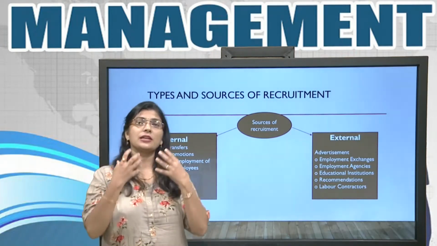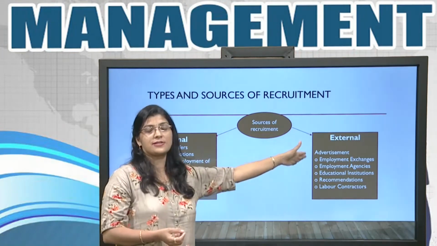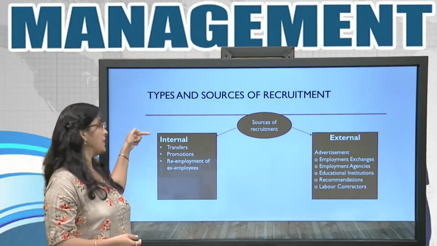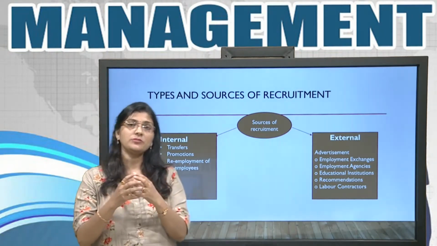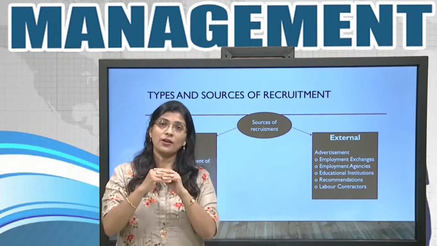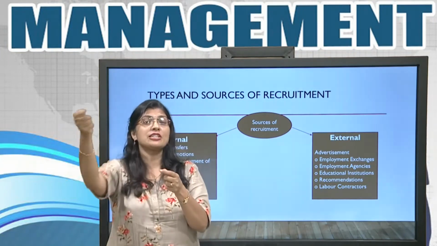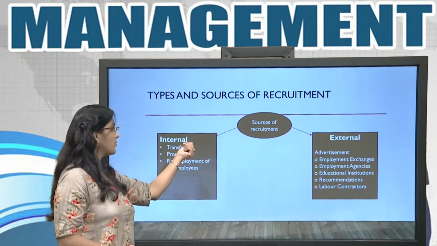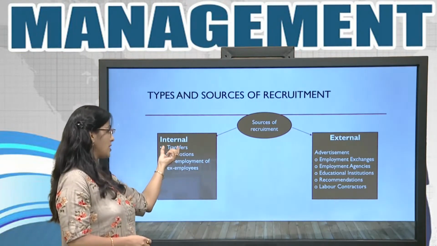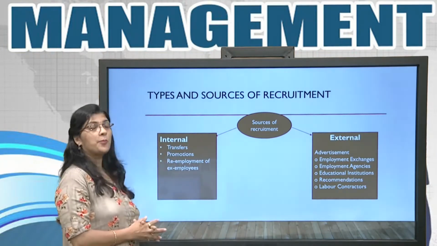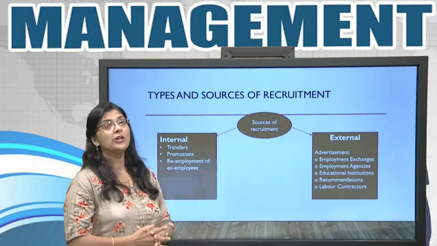We can see there are broadly two kinds of sources of recruitment. First is internal, next is external. The internal recruitment sources are transfers, promotions, and re-employment of employees. It means when a manager has a vacancy in the organization, he takes applications from internal employees too, which may be due to transfer and promotion. Then they may decide whether to hire a person from outside or fill the vacancy as a result of transfer and promotion. So, collecting applications of candidates through transfer and promotion is an internal source of recruitment.